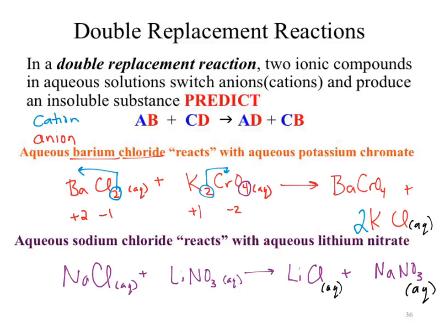Okay. The rule that I don't expect you to have memorized is the phase for barium chromate. The phase for barium chromate ends up being a solid. So now let's look at these two reactions and decide, did a reaction occur in both?